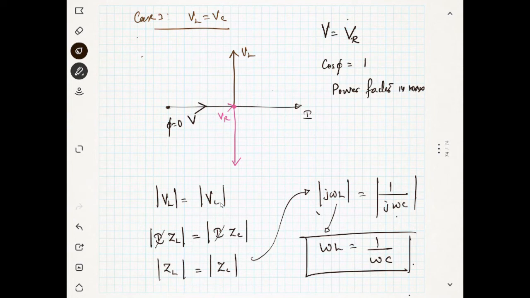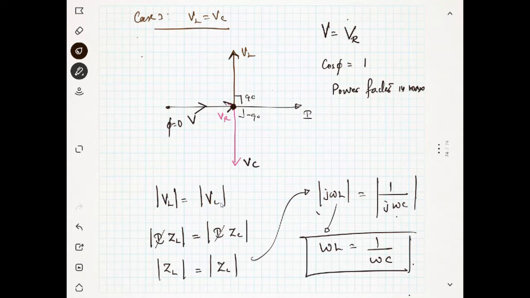So here we shouldn't draw the VL and VC in the diagram, right? VL and VC I have drawn, but you see one is opposite to the other. This is plus 90 and this is minus 90, so they will cancel. The total result will be 0, which will be in the same direction of VR. The net result will be in the same direction of VR. That's it.